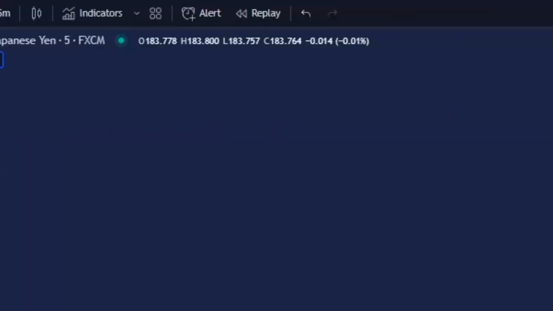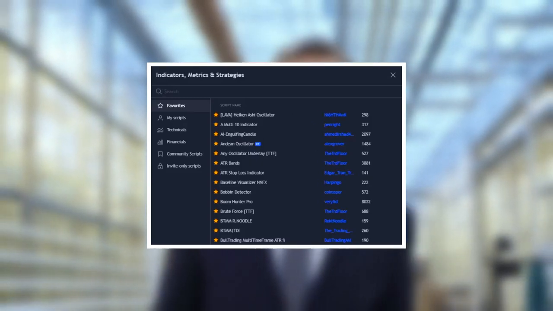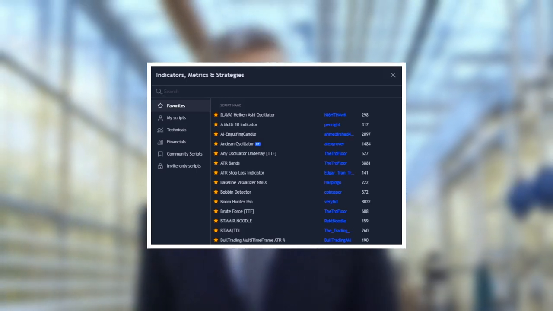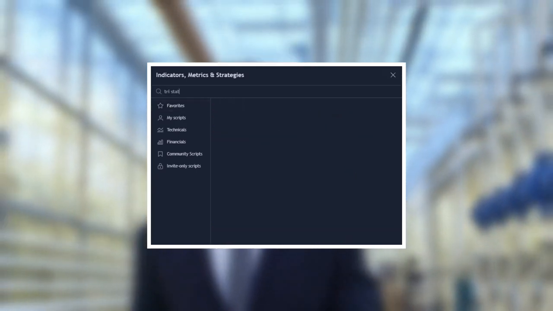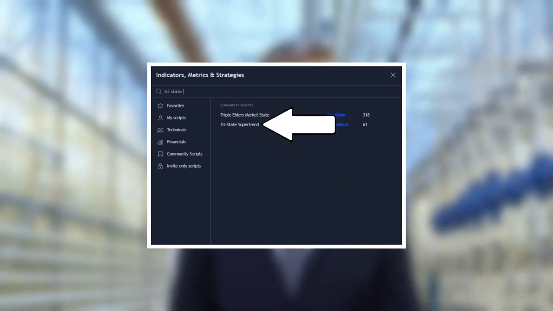Okay, so make sure you're on tradingview.com. And as always, we're going to click on indicators at the top. And the very first indicator we're going to add is the trend indicator. This is brand new to TradingView and I promise you've not seen this before. Type in Tri-State and it is the Tri-State Super Trend Indicator.